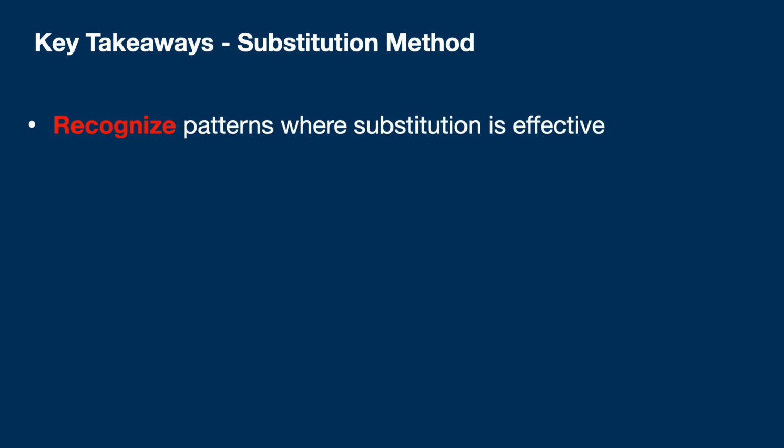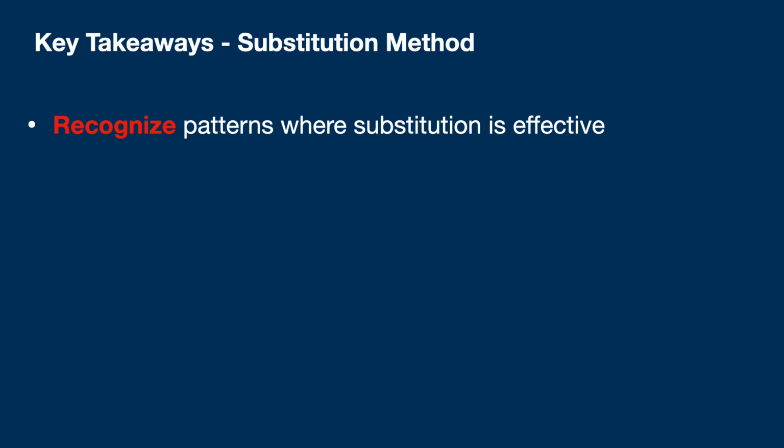Now, what did you learn from the substitution method? What are the key takeaways? First, you have to recognize a pattern where the substitution method is effective. So how do we recognize it? First, you look at the integrand. Can you find the antiderivative quickly, or from the indefinite integral formulas? If not, you should think about the substitution method.